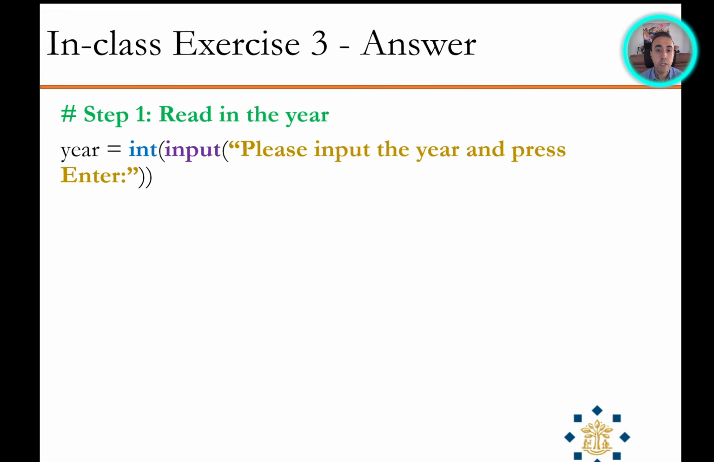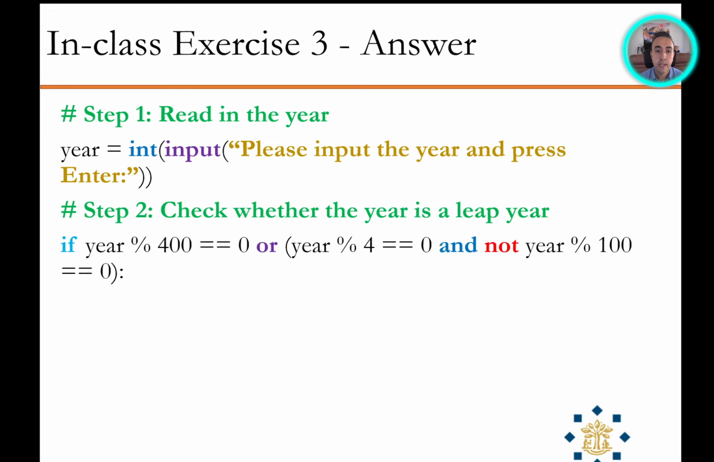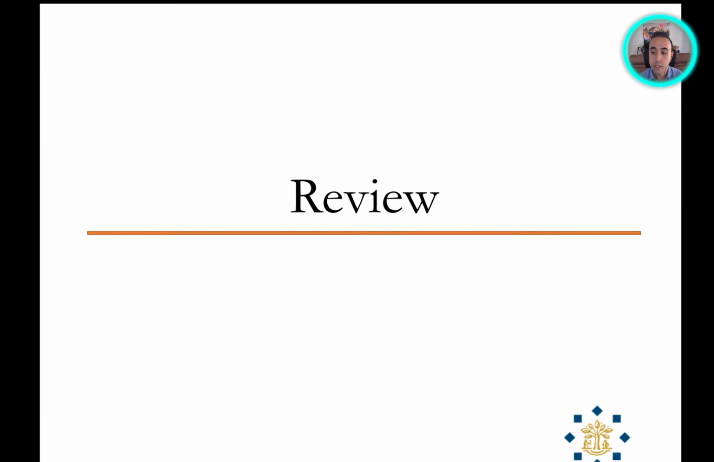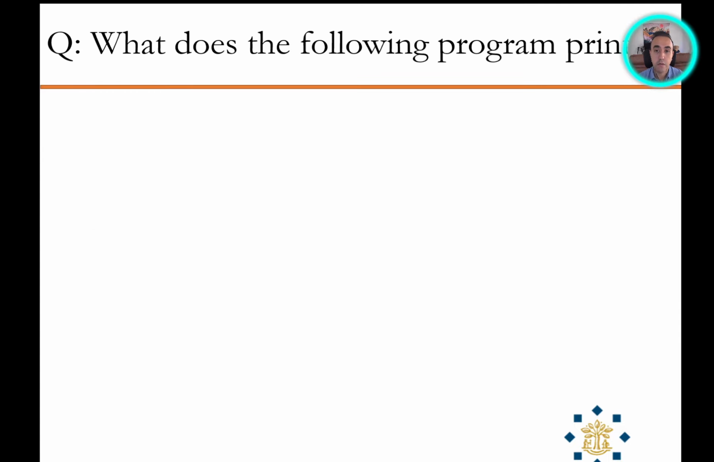Okay, so we read in the year, and then we check. This is P1, divisible by 400. P2, divisible by 4 and not divisible by 100. It is a leap year, and otherwise it's not a leap year.